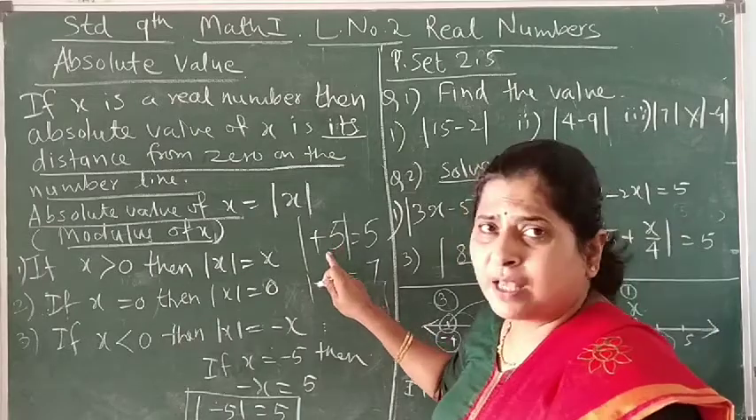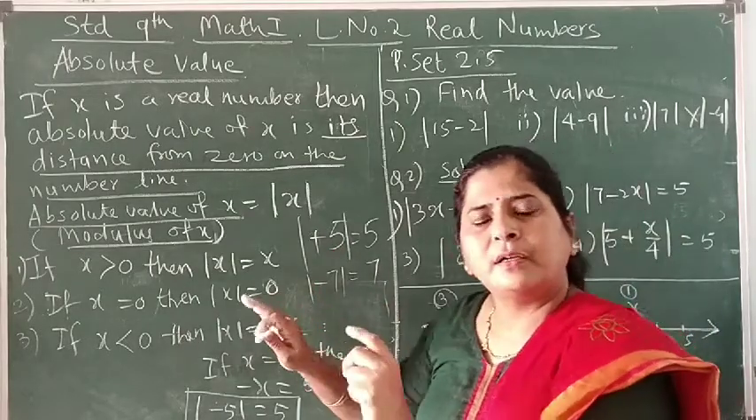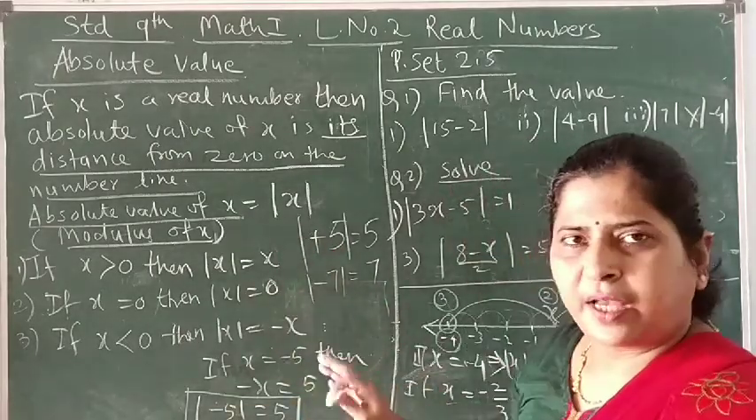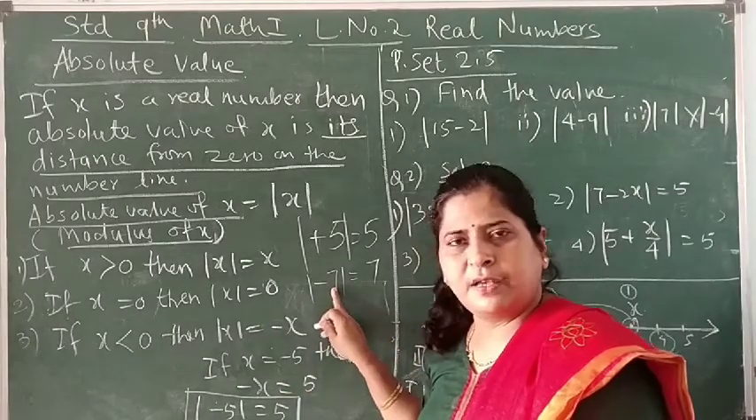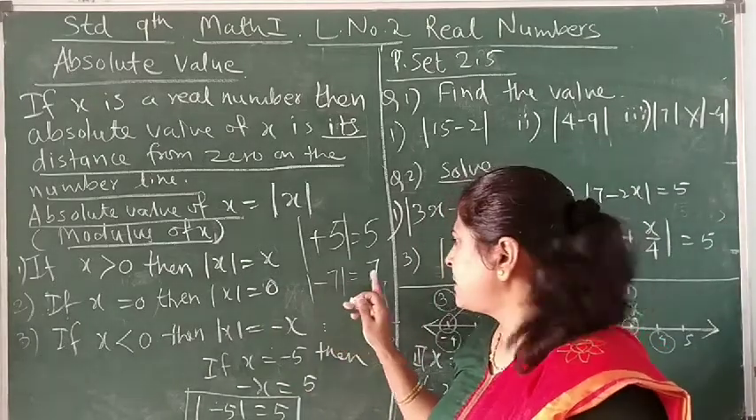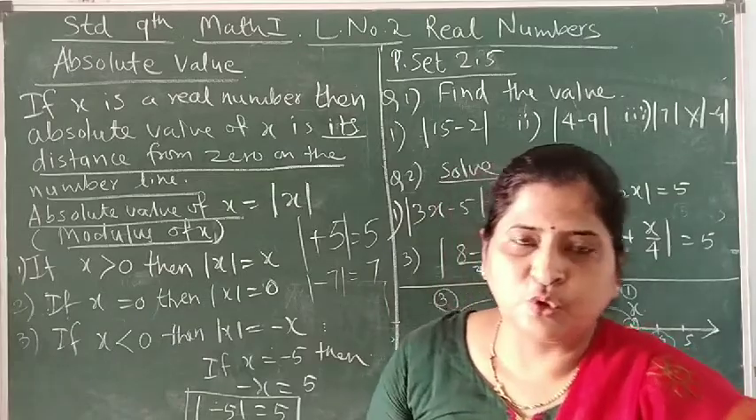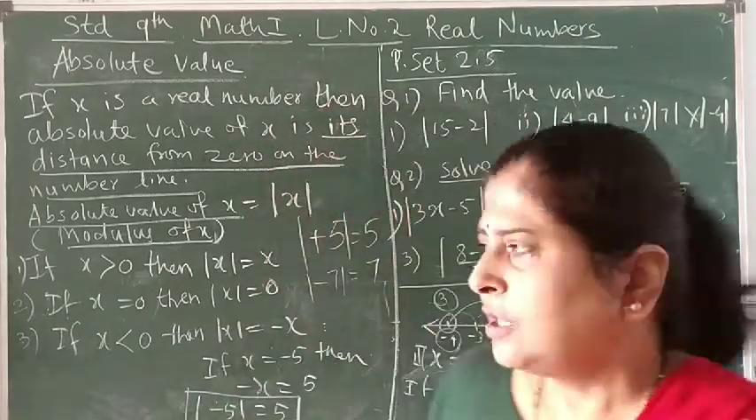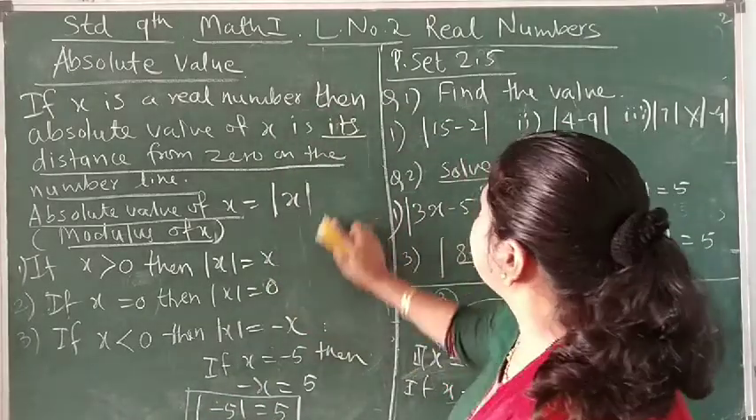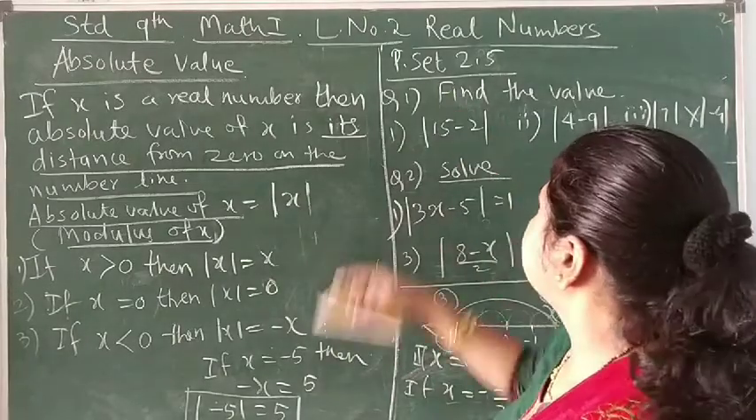Because the distance of plus 5 from 0 on the number line is 5, and the distance of minus 7 from 0 on the number line is 7. So this is the absolute value of numbers. So let's solve sums based on this, which is Practice 2.5.